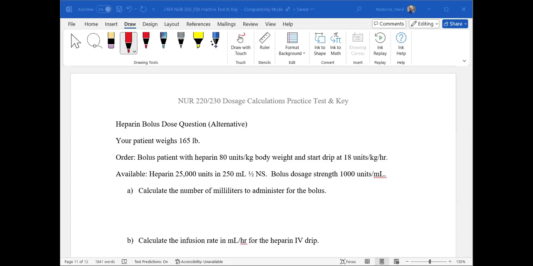Do you happen to know if we will have another dose calc for 230 once we get there? You will not have a separate 230 test, other than you'll have a pediatric dosage calc test, but it's not the same type of test like this. It'll be done during your session of doing it.